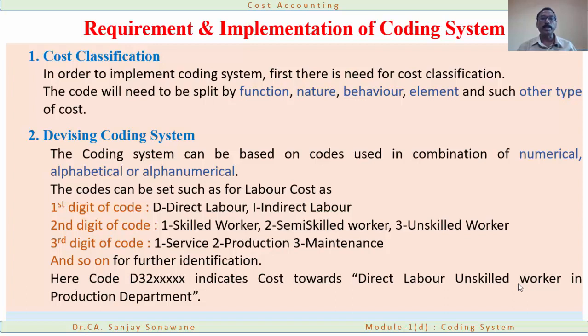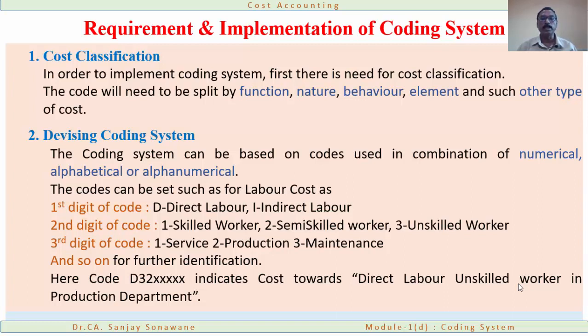After the first digit, the second digit will identify what kind of worker this is, whether he is a skilled worker, semi-skilled worker, or unskilled worker. Depending on that we'll give the code. If this is a skilled worker for whom the wages are paid, then we'll say code number 1. So the second digit is 1. Now the third digit, let us say, shows where this worker is working. If the worker is working in the service department, we'll assign code 1. If the worker is working in the production department, we'll assign code 2. Similarly, if the worker is working in the maintenance department, we'll assign code 3.